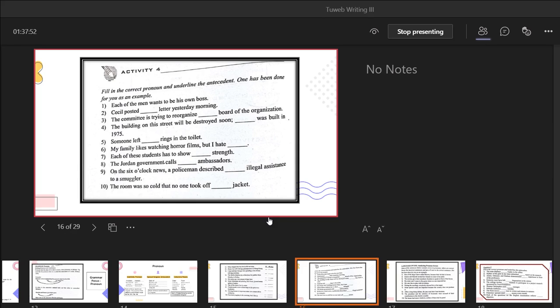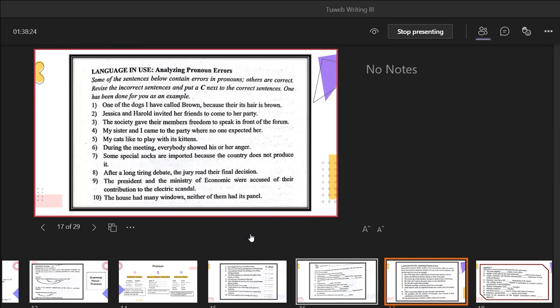Number 10. Number 10, the room was so cold that no one took off. Ini sama dengan number 7 tadi. Number 10 sama jawabannya dengan number 7. The room was cold that no one. Yes, his atau her jacket. Right, correct. Very good. Next one, let's see another example.